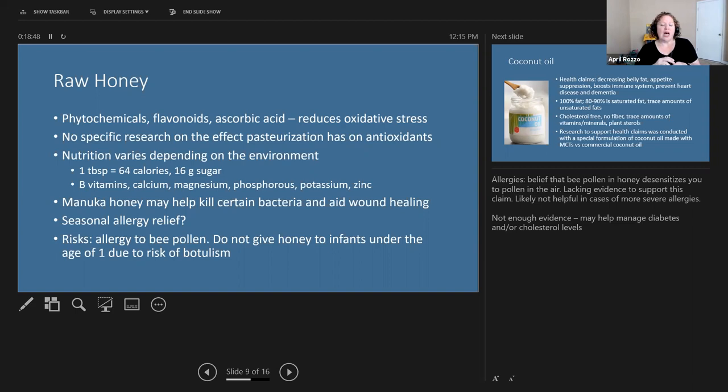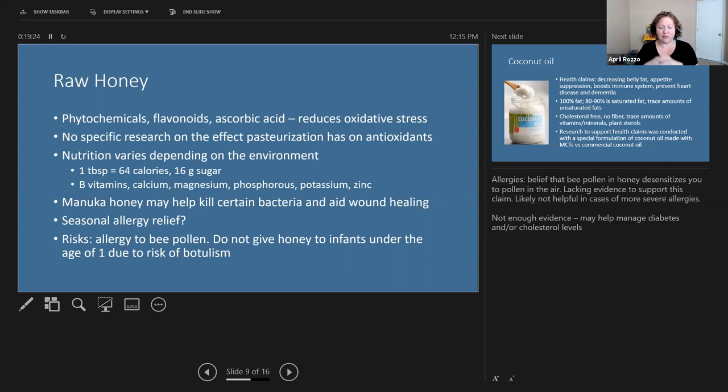As far as allergy relief, and that's very common, I have people suggest to me all the time that I should take some raw honey to help with my allergies. The theory is that the bee pollen in the raw honey will help to desensitize you to the pollen in the air. We don't have a lot of research to support it. It might help in cases of mild allergies, but it is probably not gonna take you off of your Zyrtec or Claritin or whatever other medications you're taking if you have more significant allergies.